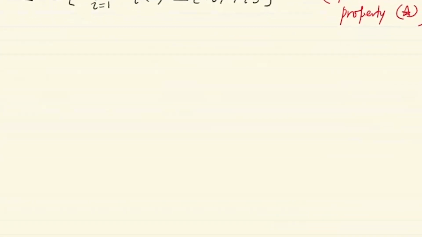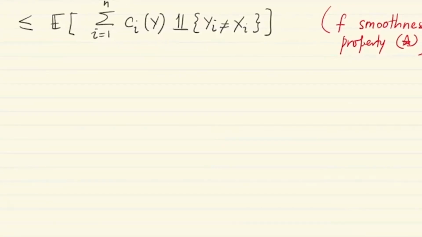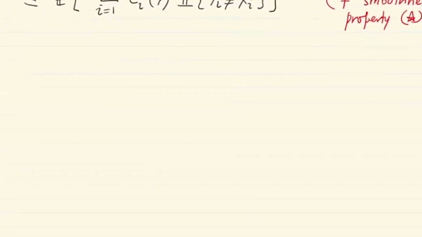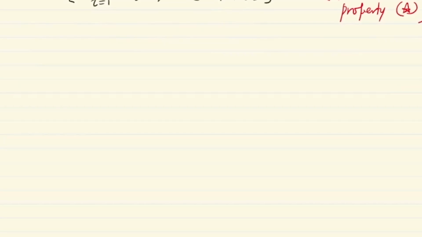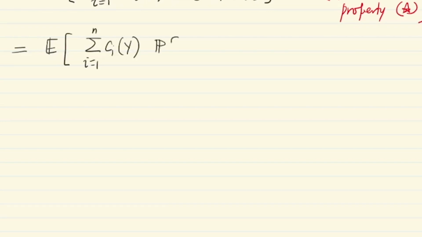Now what we can do is we can condition this expectation iteratively on y itself, the entire vector y. So imagine taking a double expectation with respect to y, and so if you do that, you basically get the expected value of sum i equal to 1 to n ci of y into the expected value of the indicator given y. That's just the probability of yi not equal to xi given the vector y. So this is just by the property of iterated expectation.